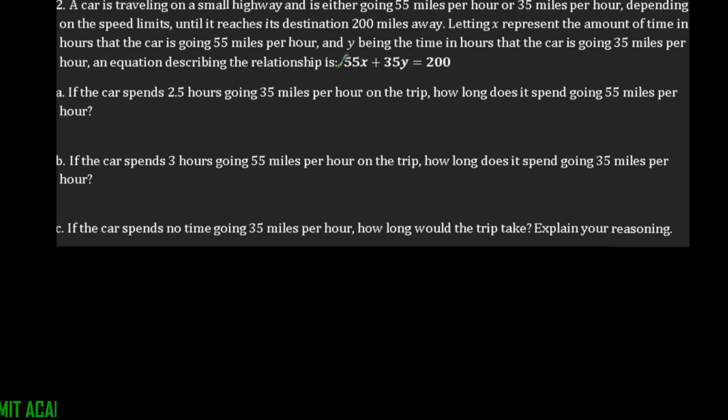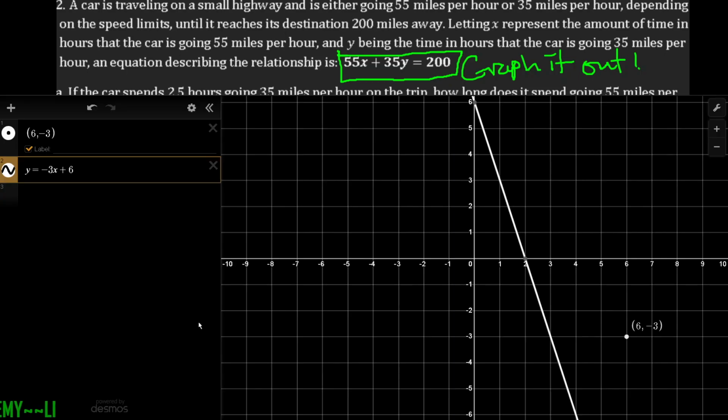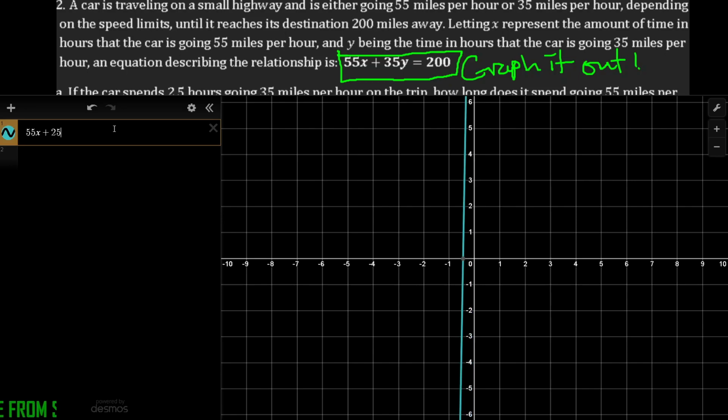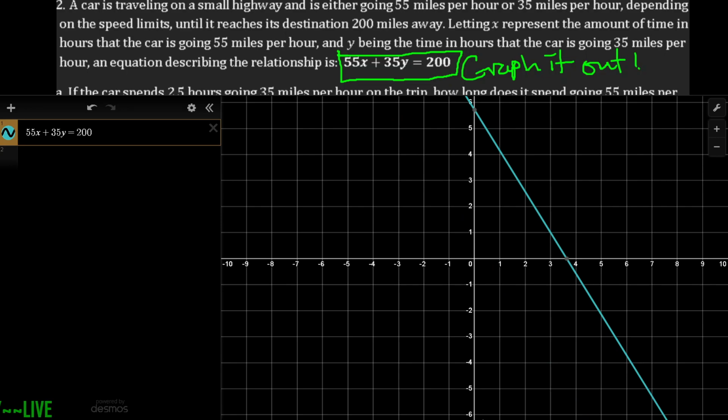An equation describing this relationship is given right here. So we're going to take this equation, 55x plus 35y, and graph it out. Let me pull up my calculator and clear these 2 out. Make sure you're doing that first one on your end where you're trying to find that system. We have 55x plus 35y equals 200. All right, so we have a nice little graph here.